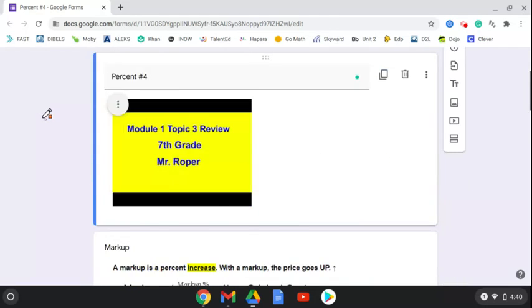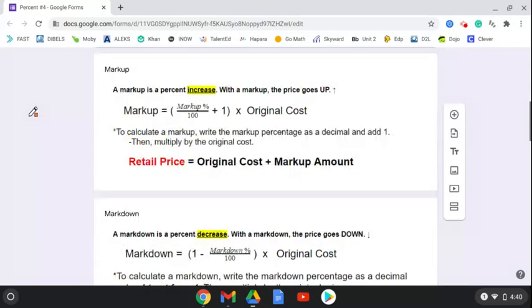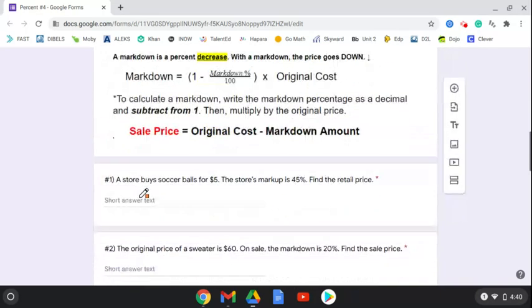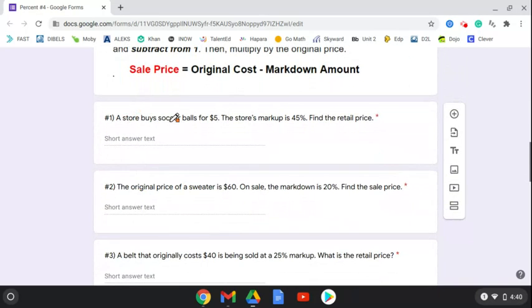Okay, I'm here in percent number 4 Google form. We'll talk about markups and markdowns. Markups are a percent increase where the price goes up, and a markdown is a percent decrease where the price goes down. So, number 1, it says a store buys soccer balls for $5, and the store's markup is 45%.